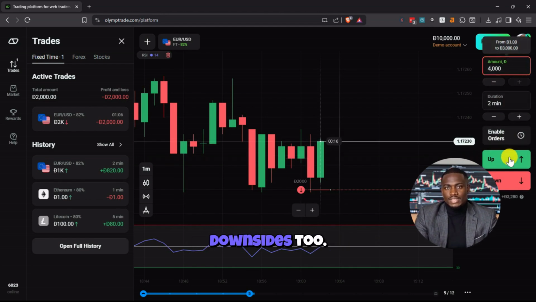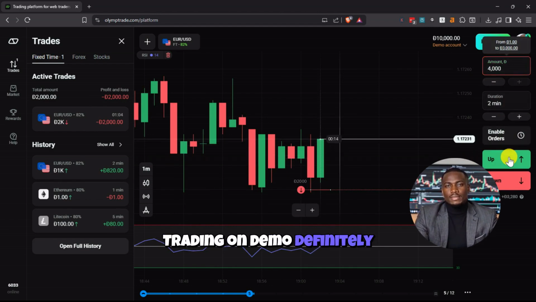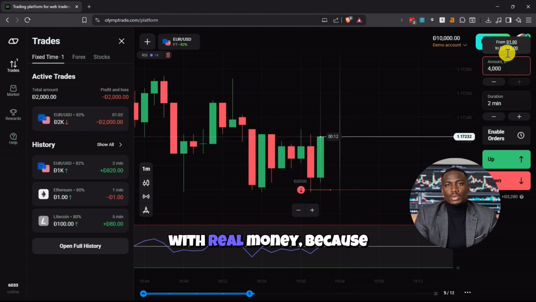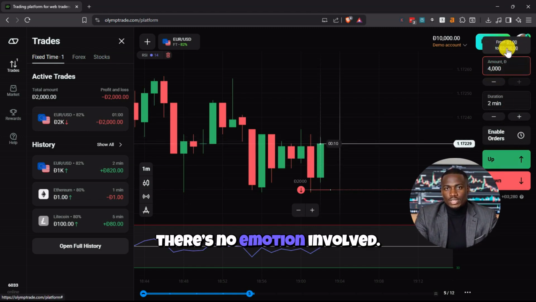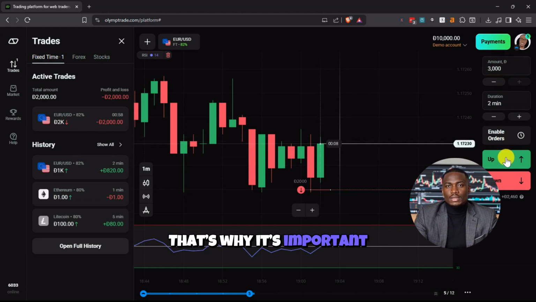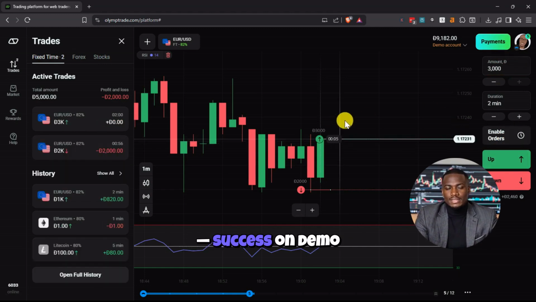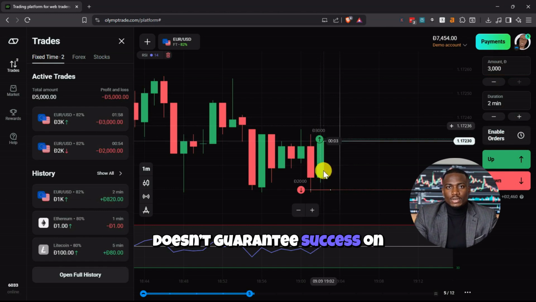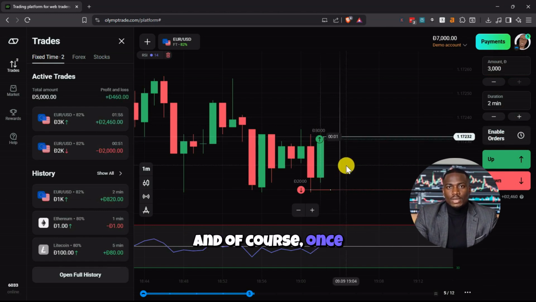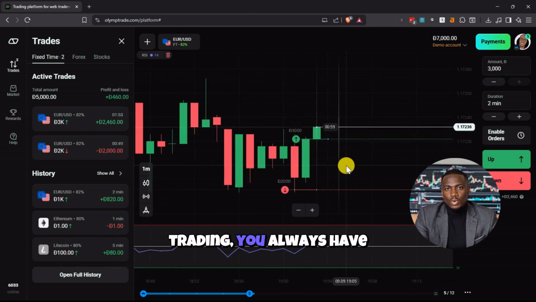But there are some downsides too. Trading on demo definitely feels easier than trading with real money because there's no emotion involved. That's why it's important not to get overconfident. Success on demo doesn't guarantee success on a live account. And of course, once you switch to real trading, you always have to manage your risk.